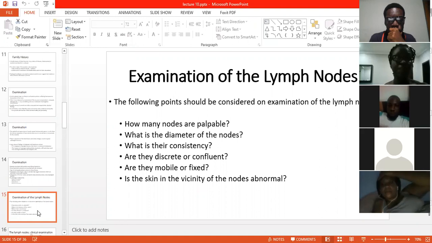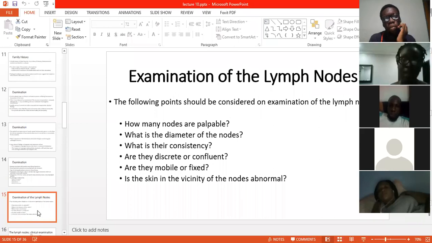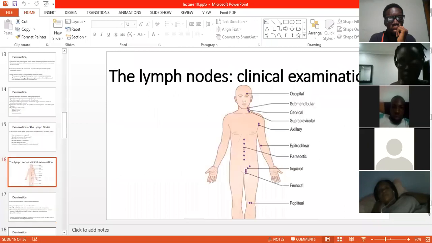So to explain further, if you palpate the lymph nodes and you realize that they are firm or hard, that usually indicates cancer or a malignancy. If you realize that the lymph nodes are fixed either to the skin or to the underlying structures, that is also indicative of a malignancy or cancer. Then if the skin around them is abnormal, maybe it's ulcerated, that also has a bad indication. So if we all know where the lymph nodes are in the body, we pay attention and we examine them accordingly.